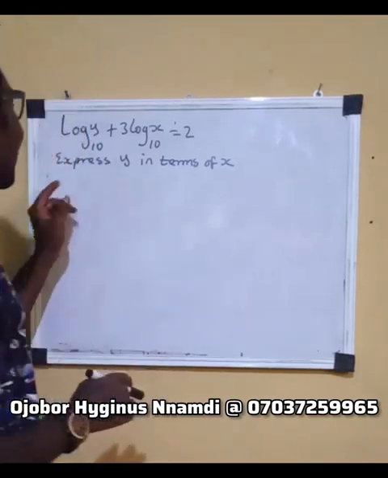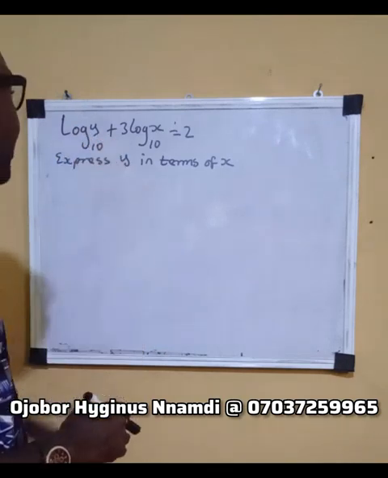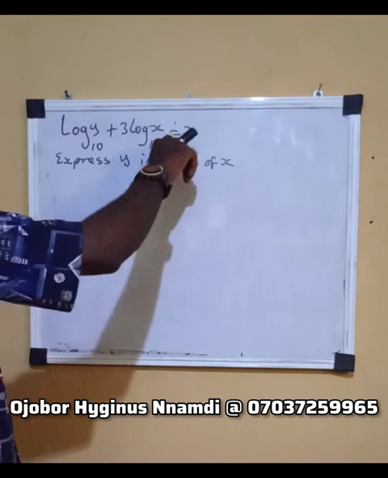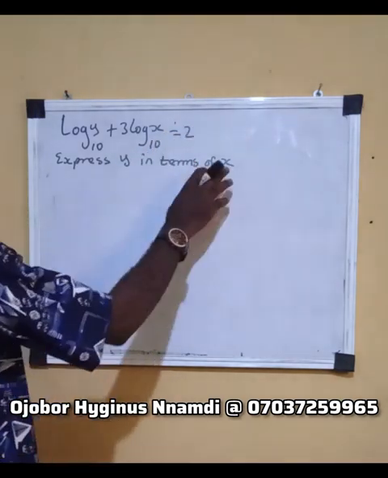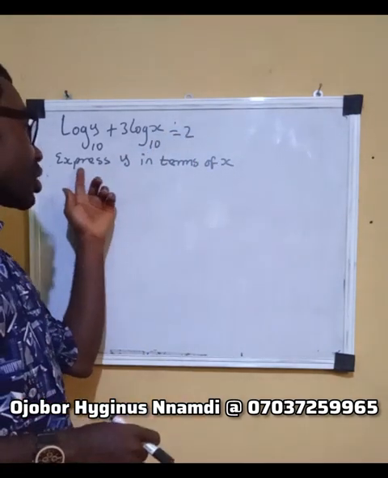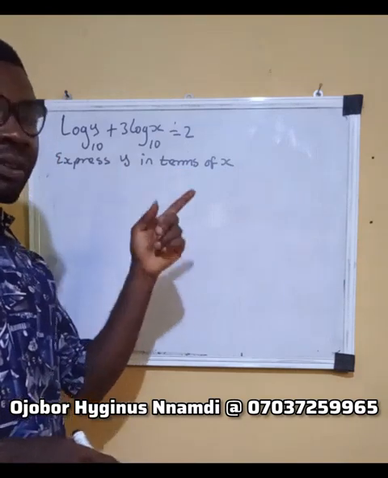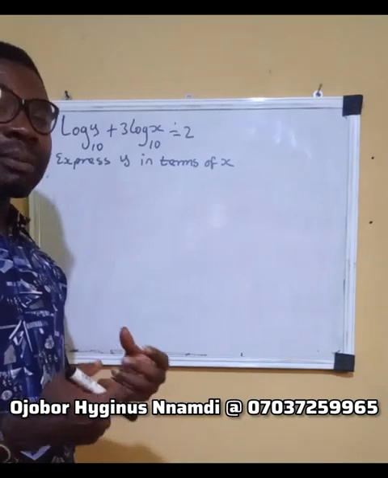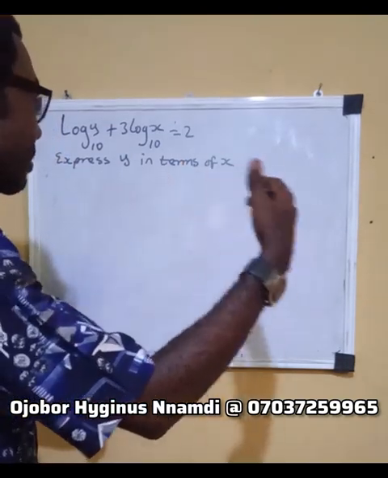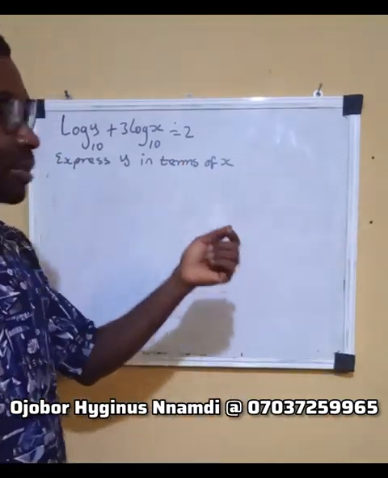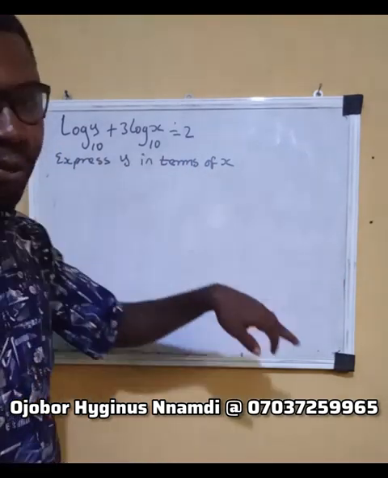If we look at this question that says log y base 10 plus 3 log x base 10 equals 2, we are asked to express y in terms of x. When you are asked this kind of question, to express a certain variable in terms of another, the y is meant to be the subject of the formula while the other part of the equation contains x. That is the meaning of expressing y in terms of x.